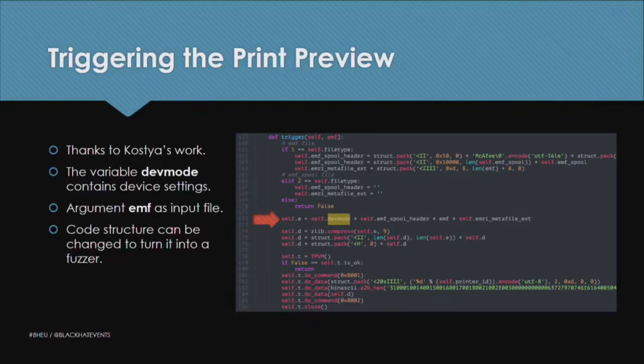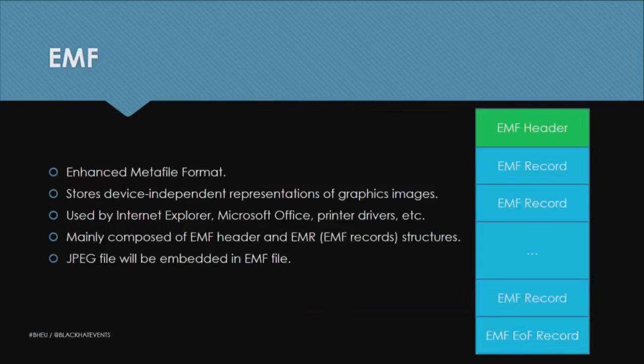In this POC code, the variable dev mode contains many preview settings such as the preview page width and height. The variables EMF spool header and EMRI metafile ext commonly do not need to change. What we should do is prepare a crafted EMF file as the argument of this trigger function. Then it will do the print job for us. Obviously, this code structure can easily be changed to make a fuzzer as well.